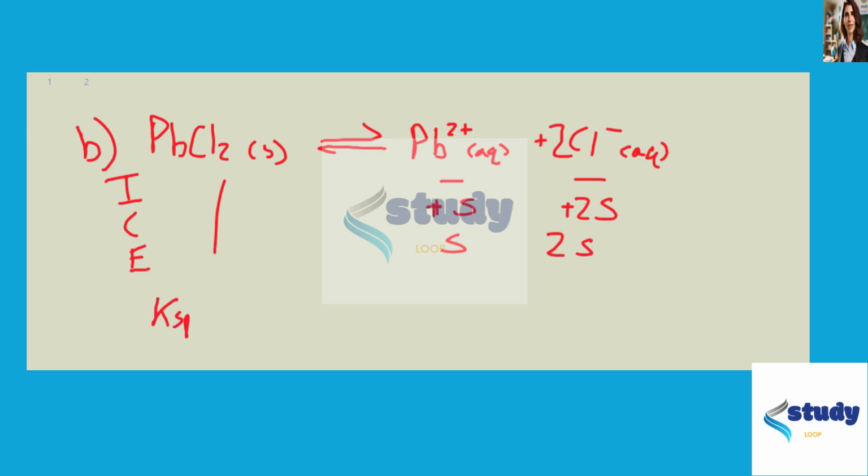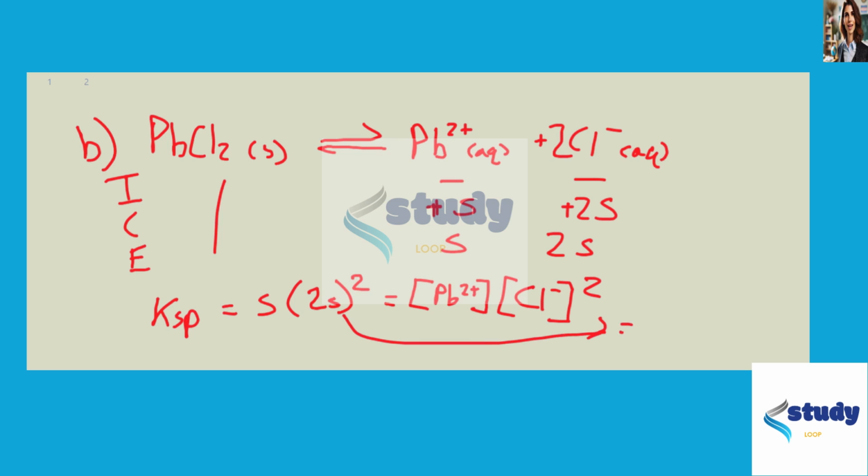So KSP here would be equal to S times 2S squared, because we're looking at the concentration of lead 2 plus times the concentration of Cl minus squared. So this is equal to 4S cubed.